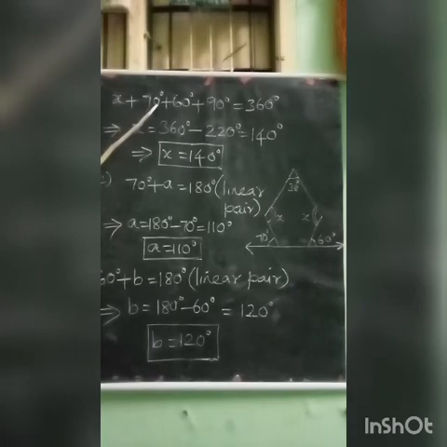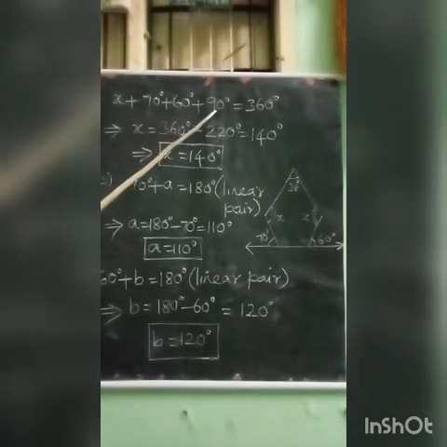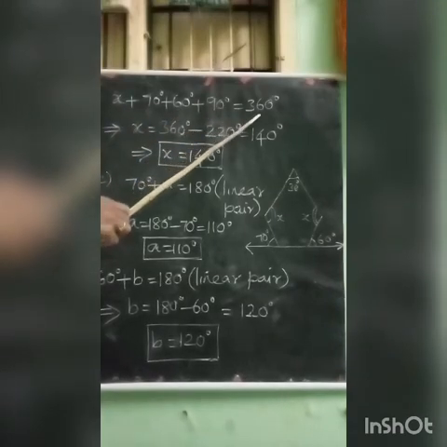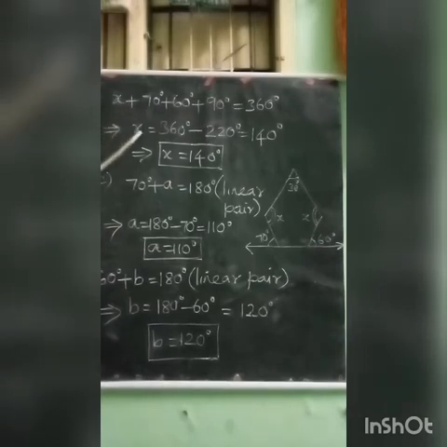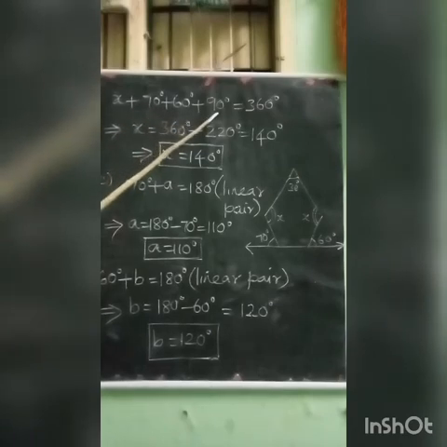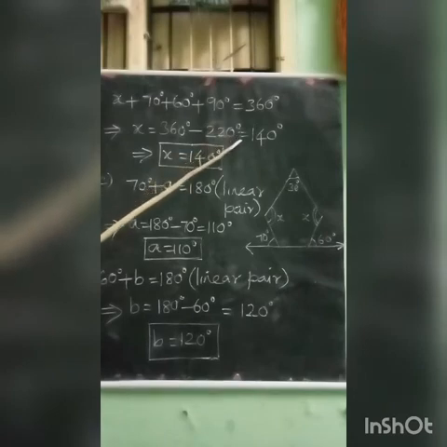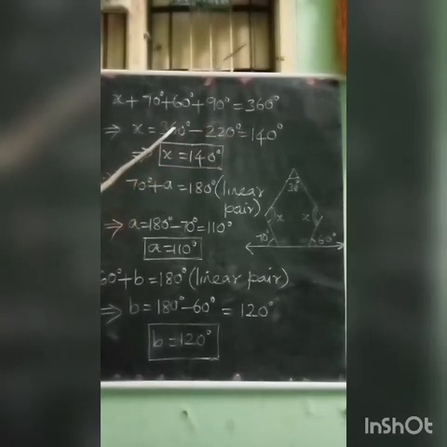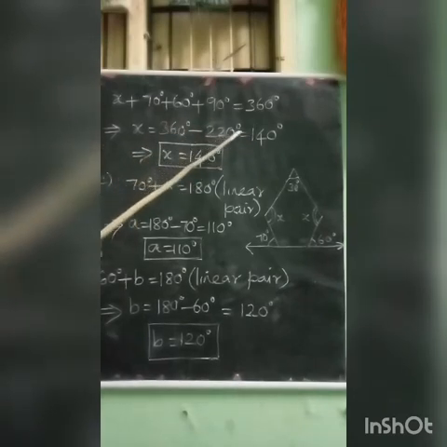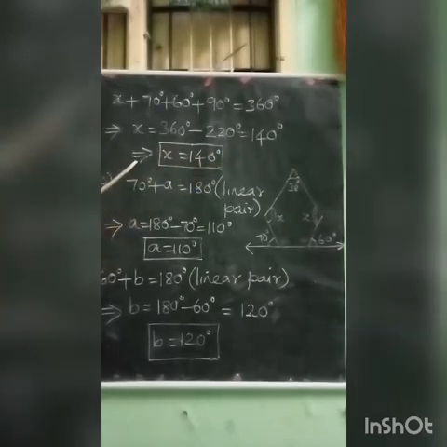So we have x plus 70 degree plus 60 degree plus 90 degree equal to 360 degree, which implies x equal to 360 degree minus the sum of the three measures. 70 plus 60 plus 90 is 220 degree. 360 degree minus 220 degree is 140 degree, which implies the unknown measure x is 140 degree.